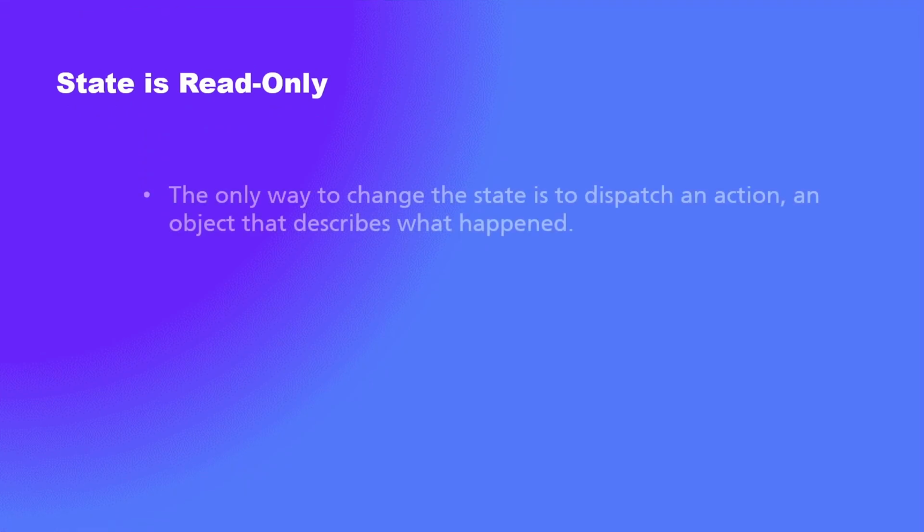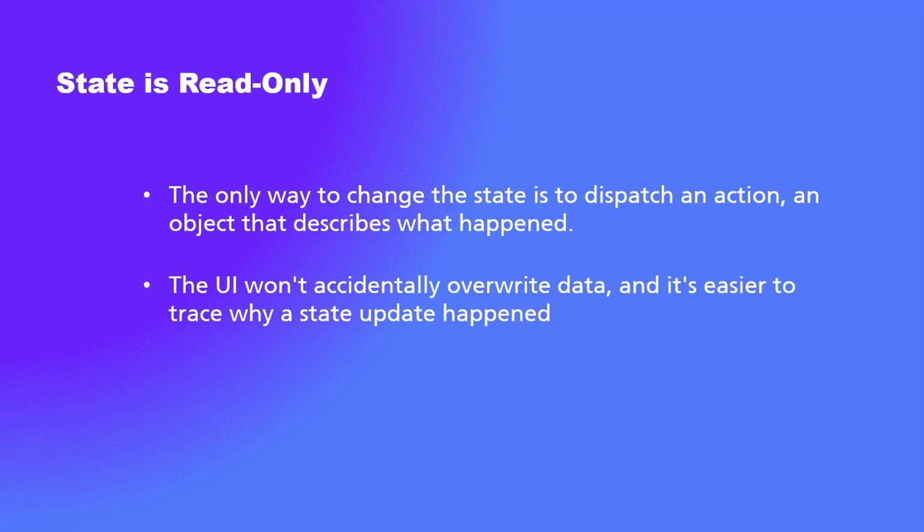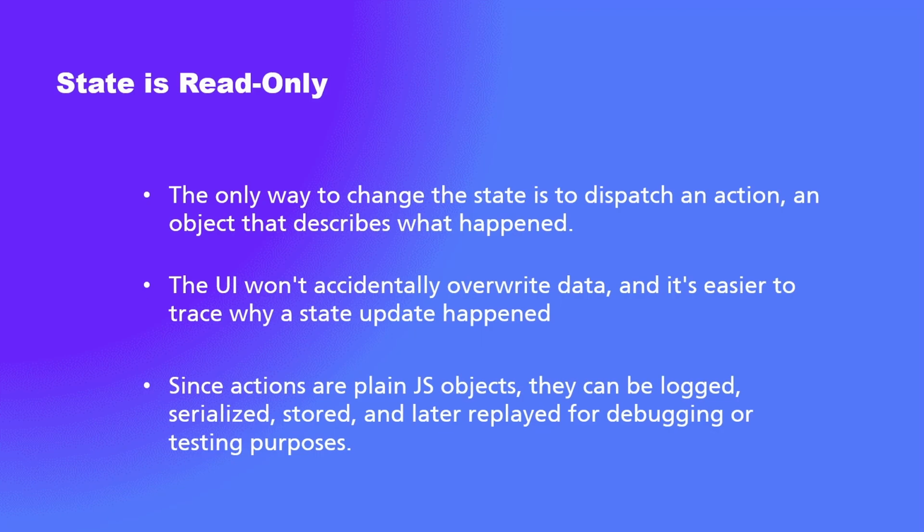Next, state is read only. The only way to change the state is to dispatch an action, an object that describes what happened. The UI would not accidentally overwrite the data. It is easier to trace why a state update happened. Since actions are plain JavaScript objects, they can be logged, serialized, stored, and later replayed for debugging and testing purposes.